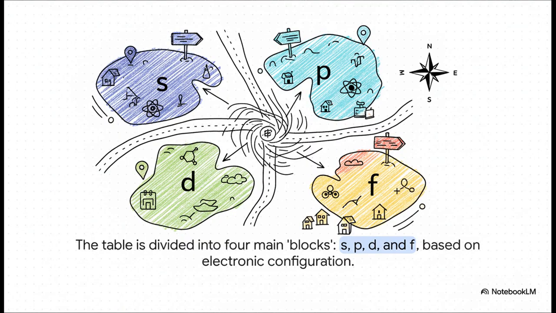Think of it like a map of a big city. This city has 4 main neighborhoods, or blocks. You've got the S block, the P block, the D block, and the F block way down at the bottom.